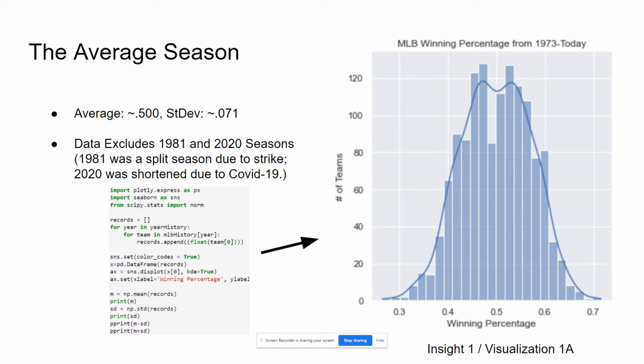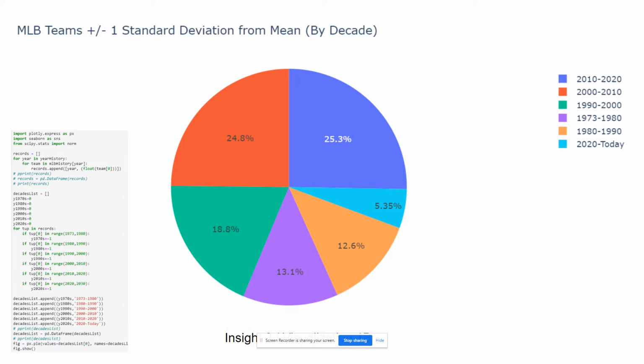Here is our first insight and visualization. As we can see here, the average team has a record of .500 with roughly 7% standard deviation. I decided to throw out the 1981-2020 seasons as they were both unique and would possibly contain outliers. We can see at the top of the visualization there is a dip near the middle of the curve, meaning it's more likely to not be exactly .500 than the other points beside .500. The reason being is unclear.